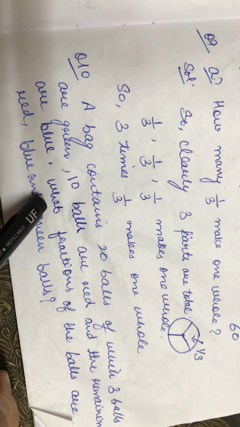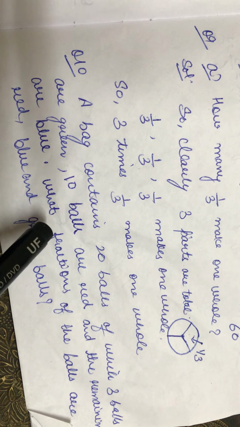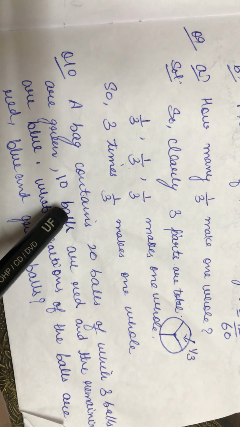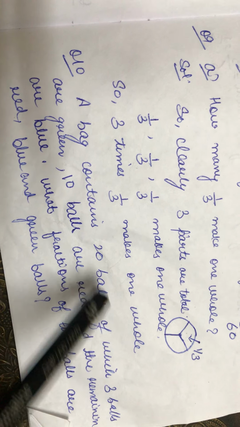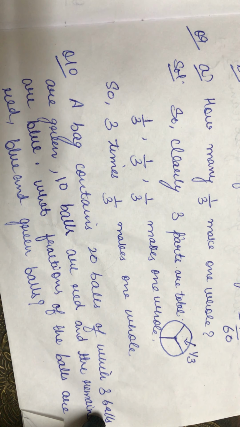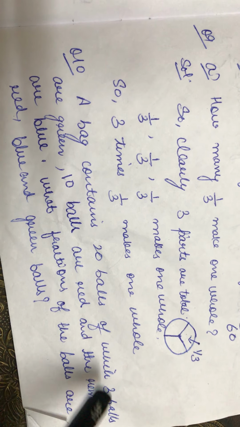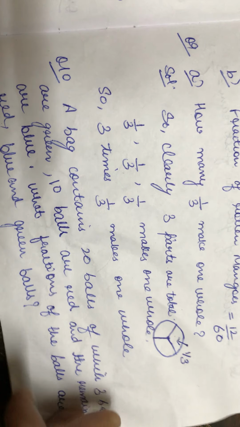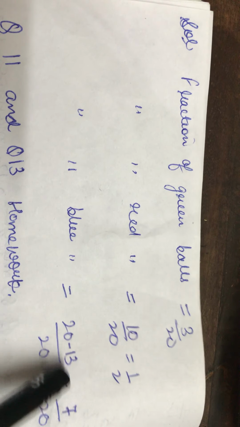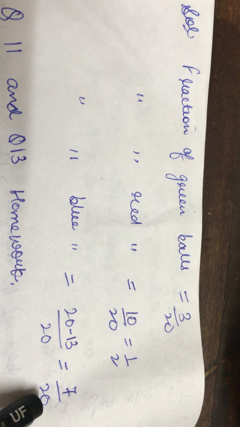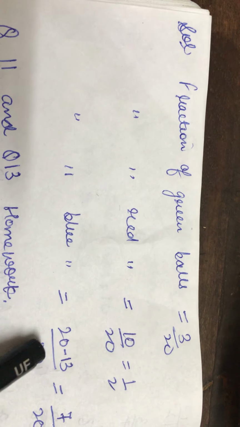And the remaining are blue. So how many blue balls are there? 10 red, 3 green. So 10 plus 3, 13. 20 minus 13, how many are left? 7. So 7 balls are blue. So what will be the fraction of blue balls? That will be 20 minus 13, that is 7, divided by the total 20. So this is the fraction of blue balls.